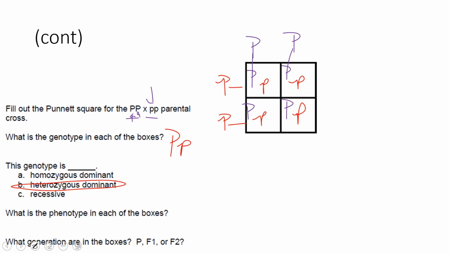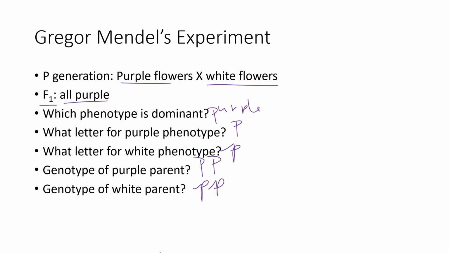What is the phenotype in each of the boxes? So this one's asking you, what do those look like? They have a big P and a little p. They're going to look purple because the purple is the dominant allele, and so that's the one that we're going to see. What generation are in the boxes? So we put the parents outside on the top and on the side. That means when we bred them together, inside the box, we have the F1 generation.